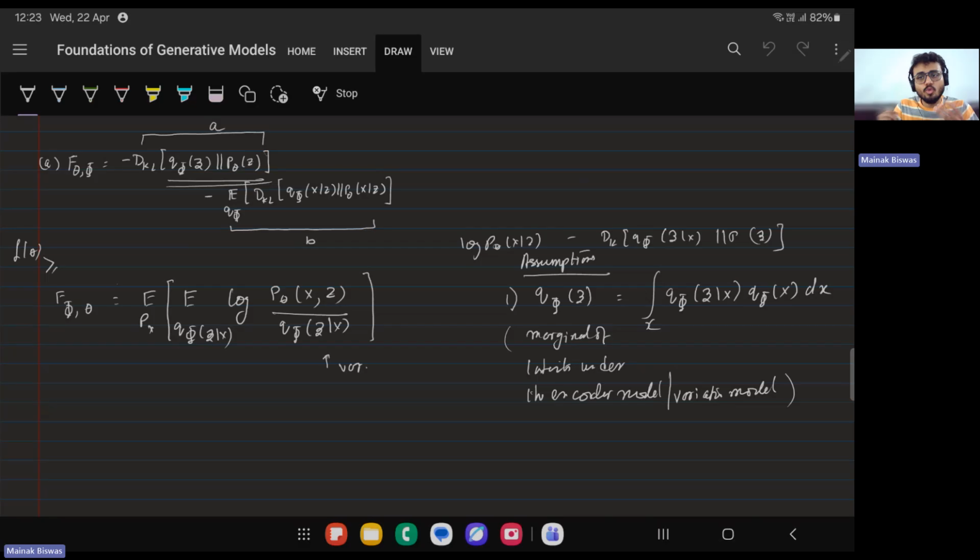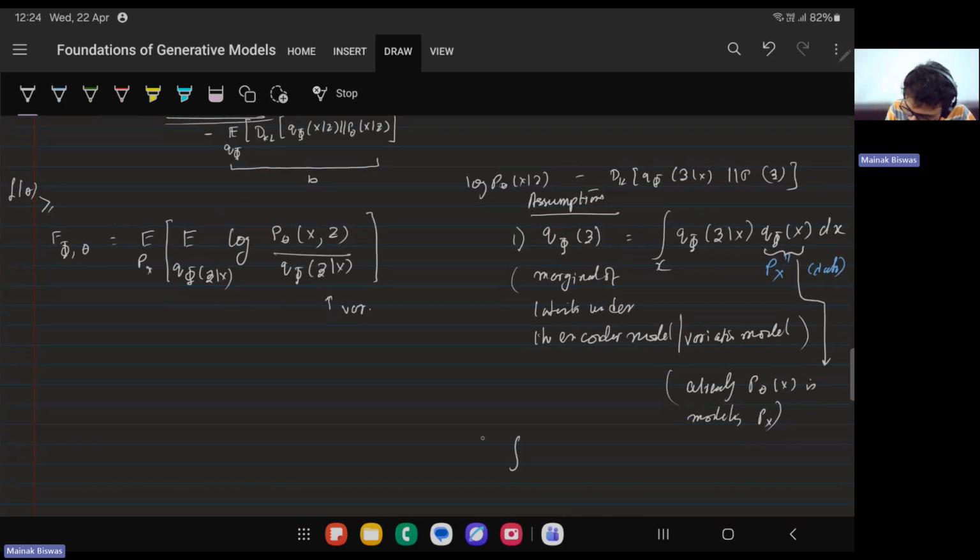Now I tell you that I don't want to model the distribution of the encoded data because I already know, so what I'm doing is p theta of x is already modeling p of x. So I will not model this distribution. I will say that this is equal to the data distribution. So I will say that my q phi of z is equal to the integral of q phi of z given x p of x dx.